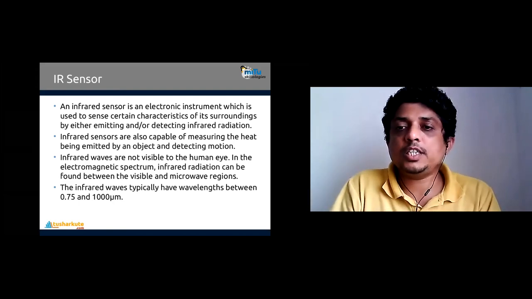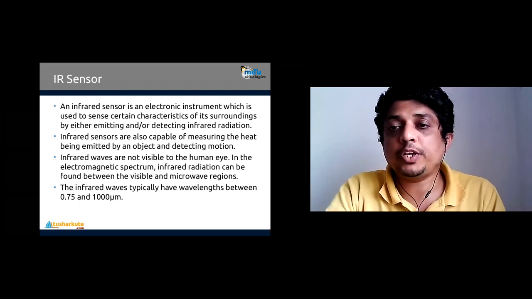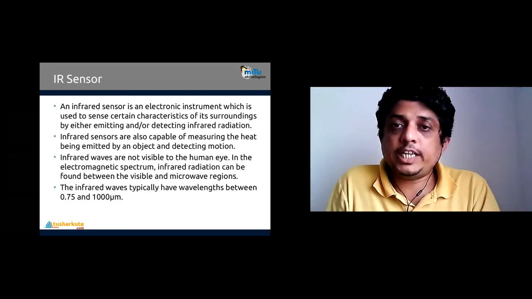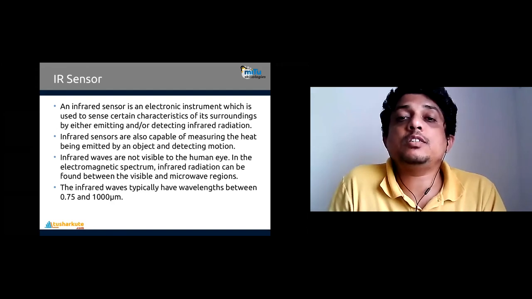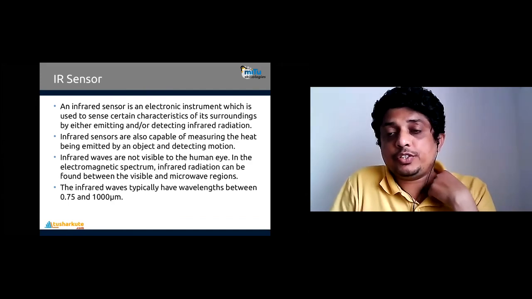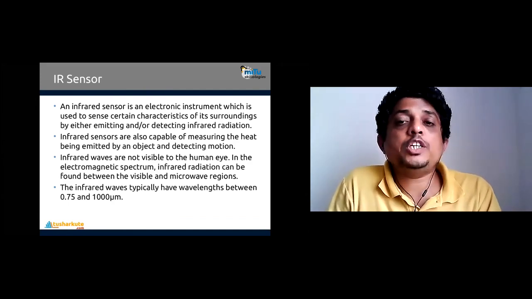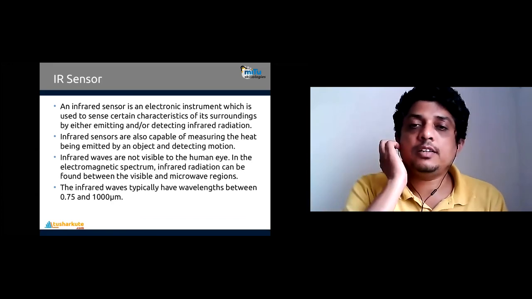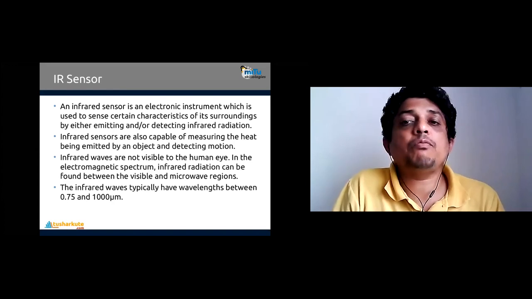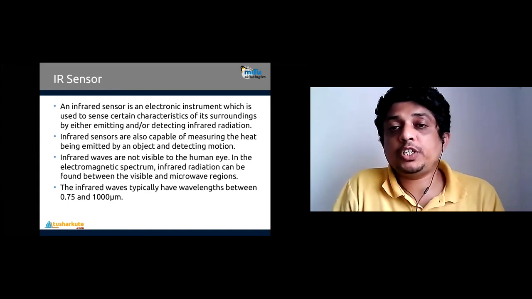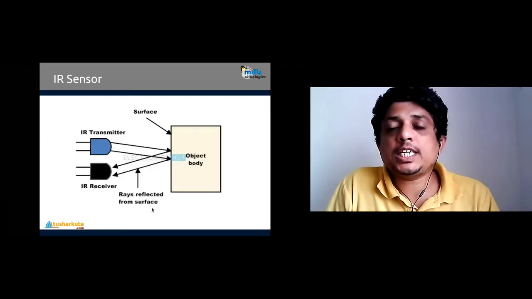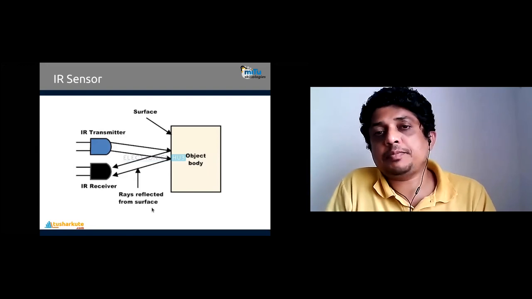IR is basically used for one operation, and I'll show the usefulness of it. An infrared sensor is an electronic instrument used to sense certain characteristics of its surroundings by either emitting or detecting infrared radiation. So it is used to check whether infrared radiation is present or not. They are capable of measuring the heat being emitted by an object or detecting motion also. They are used as obstacle detectors, obstacle sensors basically.